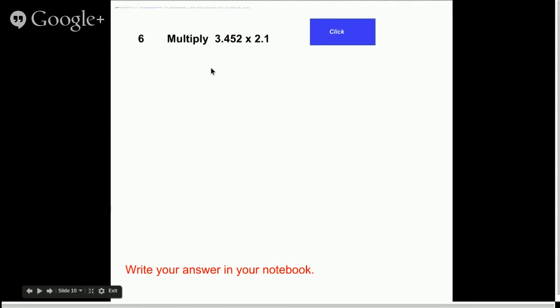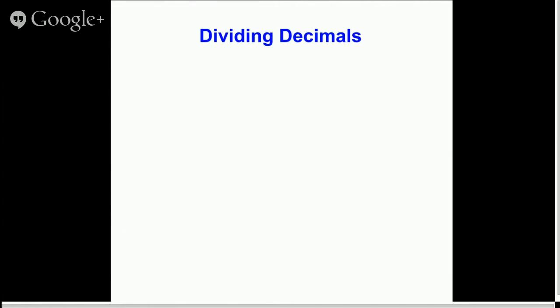All right. Try this one in your notebook. Go ahead and pause it. All right, your answer needs to have 4 decimals after the decimal place. And there it is, 4 decimals after the decimal place. Try this one. Go ahead and pause it. Okay, our answer is going to have 5 decimals after the decimal place. 1, 2, 3, 4, 5. Very good. All right. Now dividing decimals.